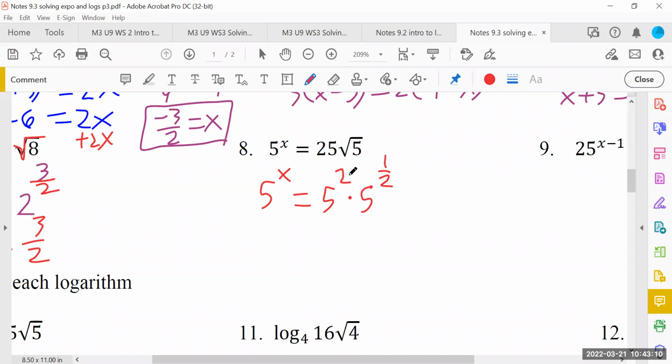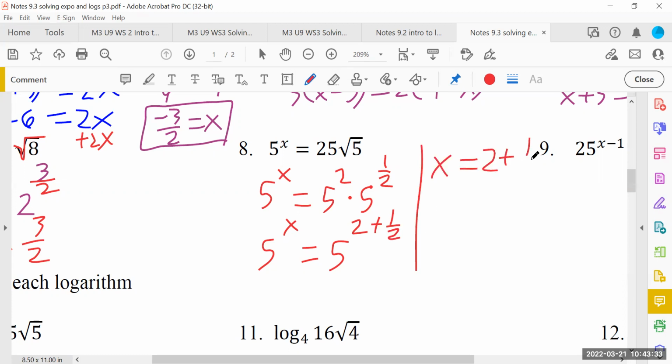Anybody remember, if I have 2 bases and I multiply them, what do I do with the exponents? We add them. Does that make sense? So this is going to be 2 plus 1/2. 5 to the x equals 5 to the 2 plus 1/2. So really, my answer is just x equals 2 plus 1/2, or 2.5. That would be a fine answer.